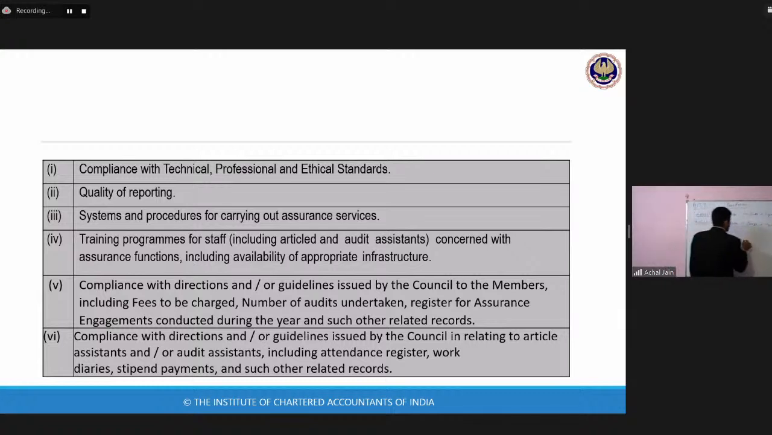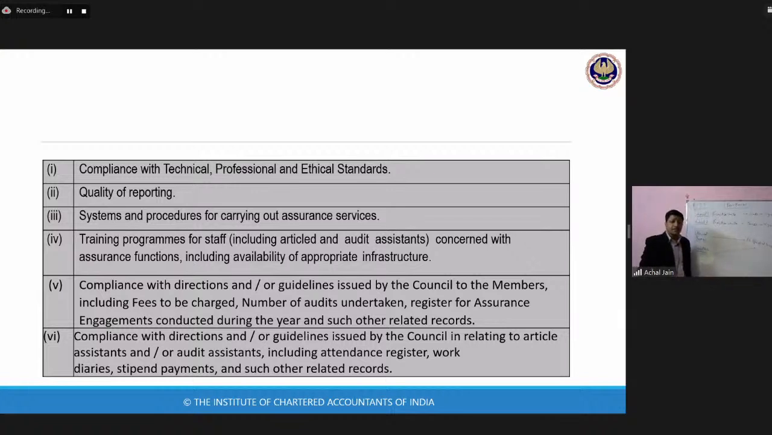And for this, no specified time period. Correct, because it's a special one. And for this, again, we don't have any specified time period because this is suo motu. Correct? Clear? Clear on these? Clear on the criteria of the selection of a practice unit for its peer review?